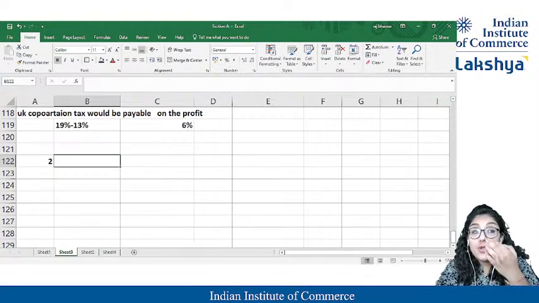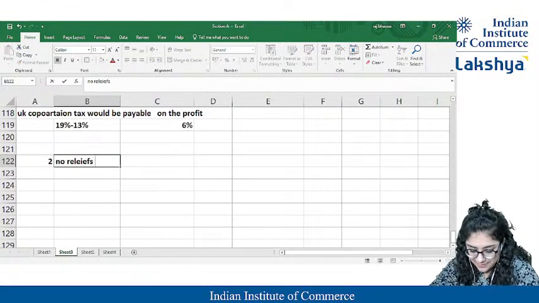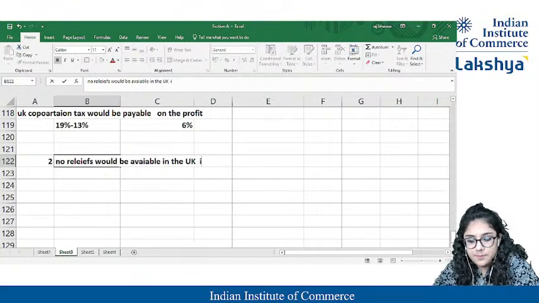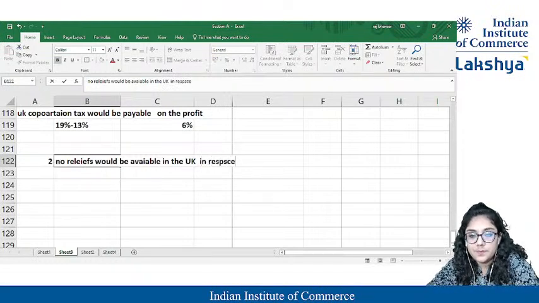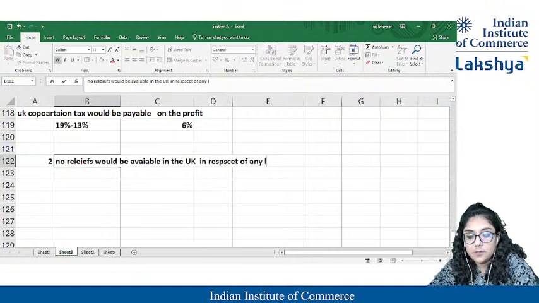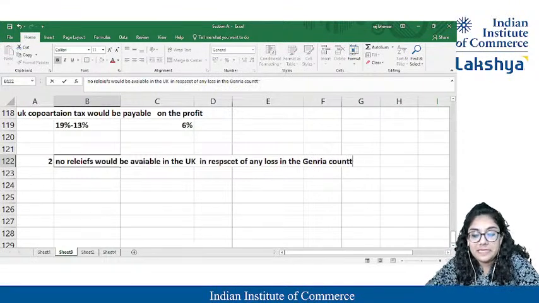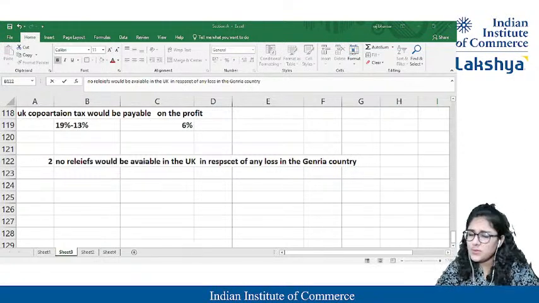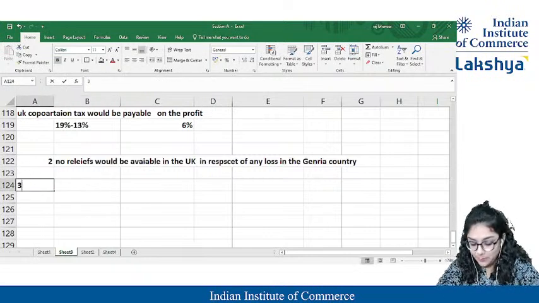Students, what could be? No reliefs will be available in the UK in respect of any losses in the Nigeria country. Obviously, if you are not paying any taxes to the UK government, why will they give you a benefit to settle the losses also? So you cannot claim the losses, isn't it? Yeah, that's something we know.